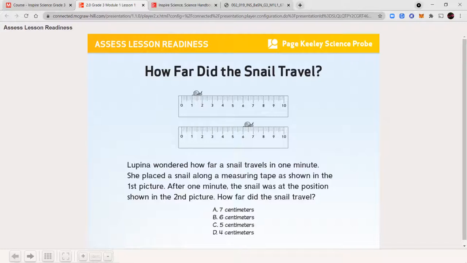Now, if you're looking very closely at where the snail is positioned on the ruler, you can see that over here, its starting point is at 2, and over here its ending point is at 7. So it says Lupina wondered how far the snail traveled in 1 minute. She placed the snail along a measuring tape as shown in the first picture. After 1 minute, the snail was at the position shown in the second picture. How far did the snail travel? So here we're going to be finding the difference between the two. We're going to take the 7 where it finished, subtract the 2 where it began, and we find our answer: it traveled 5 centimeters.